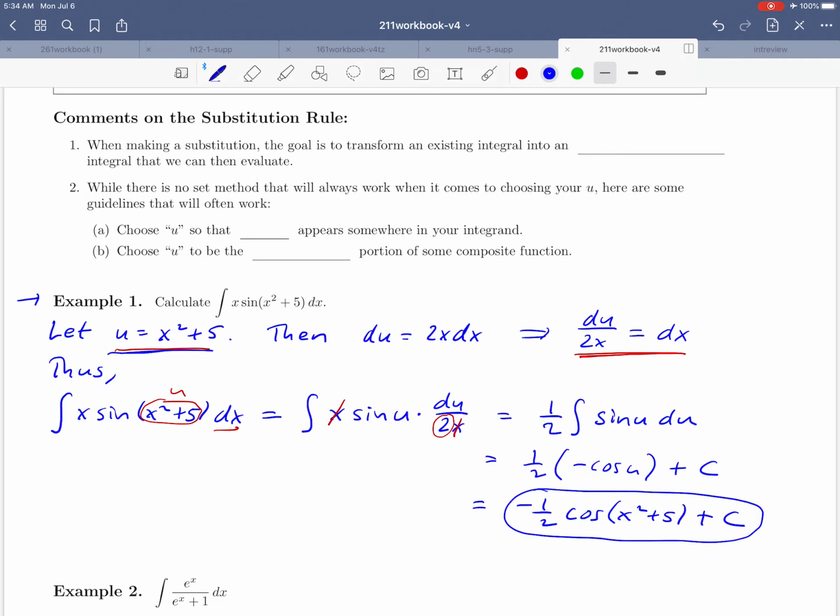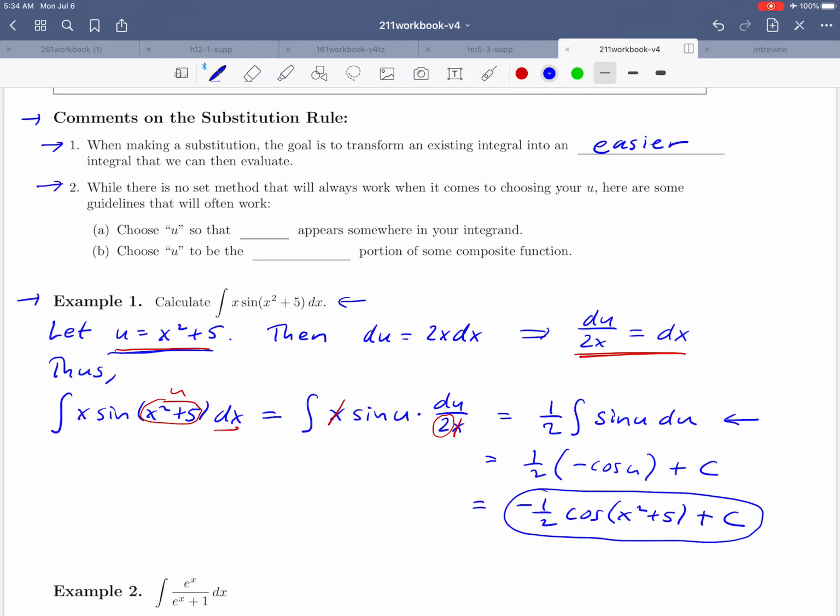So I want to say a couple of words just in general about this process to conclude this video. You'll notice right above some comments on the substitution rule and how it works. Let's fill this in together. The first comment: when making a substitution, the goal is to transform an existing integral into an easier integral that we can then evaluate. That's exactly what we just did. We started with this integral, and by making a substitution, we transformed it into an easier integral that we could go back to our list of Calculus 1 formulas to do.